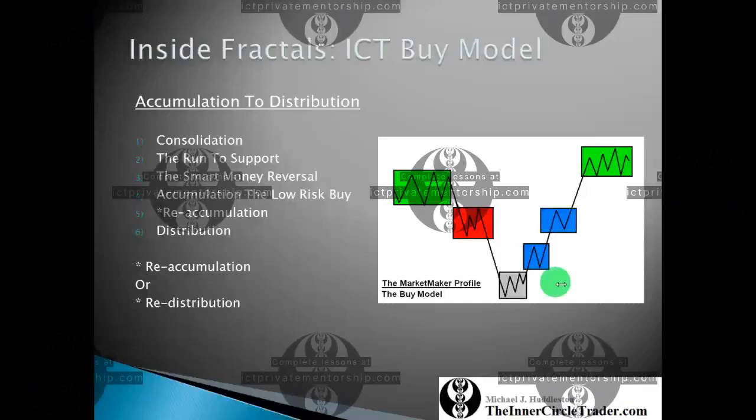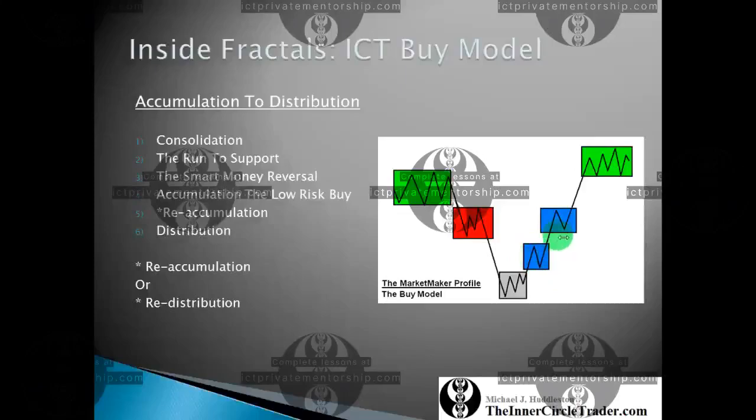It took a lot of years of studying price action for me to be able to identify this stuff in advance, back here at this stage during the initial consolidation. Then expecting the run to support, and then the smart money reversal at the low. Okay, and then there is an accumulation, which is going to be the low risk accumulation buy. Okay, that's the first of the blue area on the overall profile.